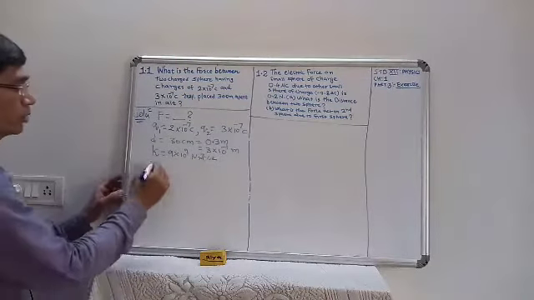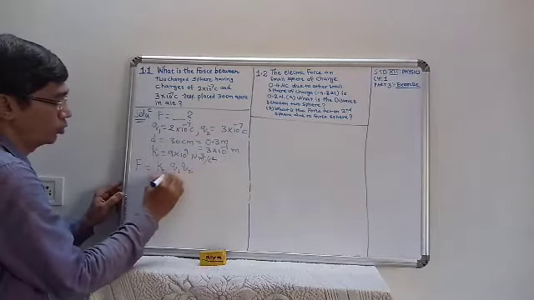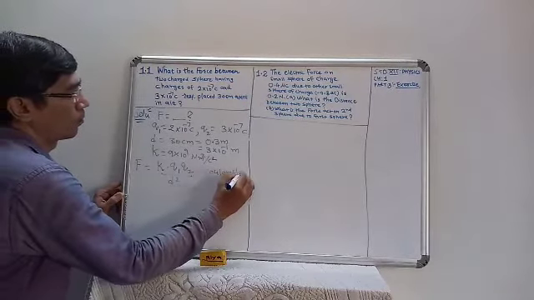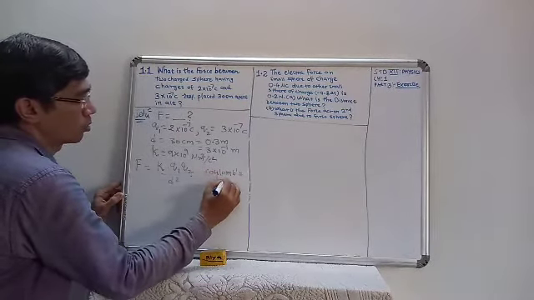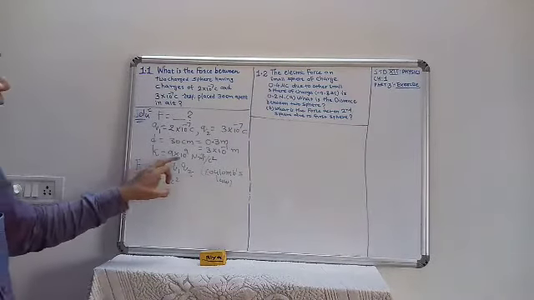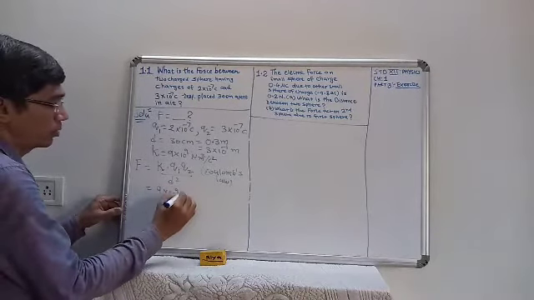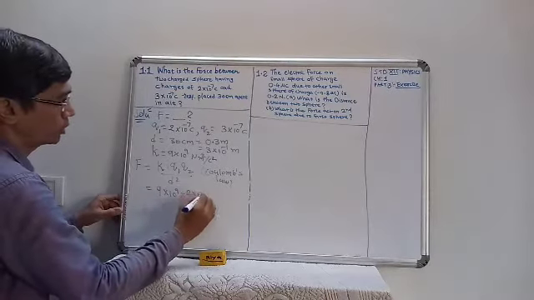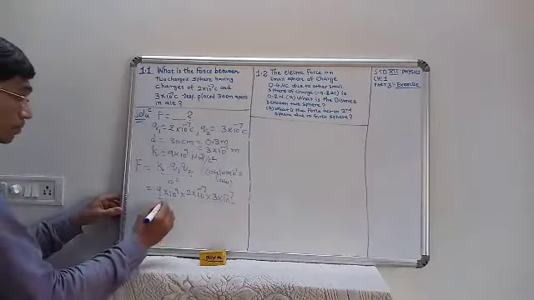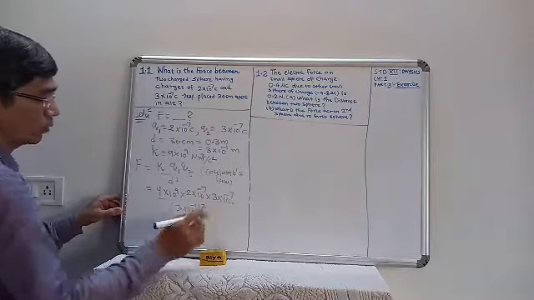So here we are using Coulomb's law. F is equal to K Q1 Q2 upon D square. In this we are putting the values of K, Q1, Q2 and D. 9 into 10 raised to 9, Q1 and Q2, 2 into 10 raised to minus 7, 3 into 10 raised to minus 7, upon D square, that is 3 into 10 raised to minus 1 whole square.